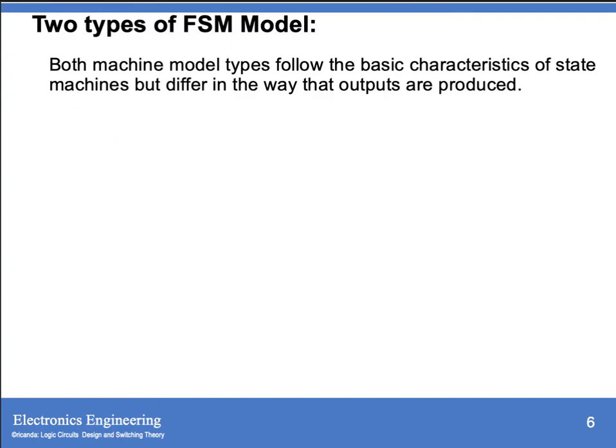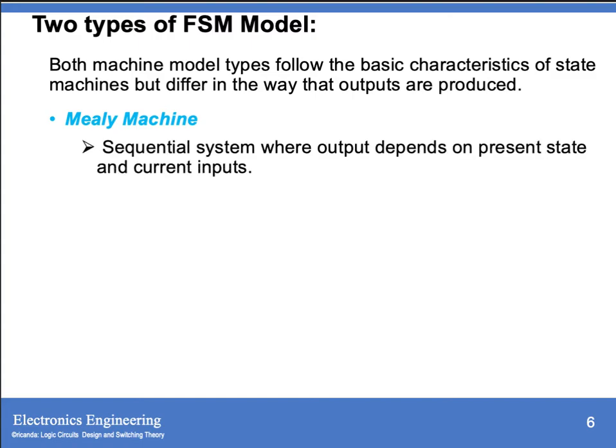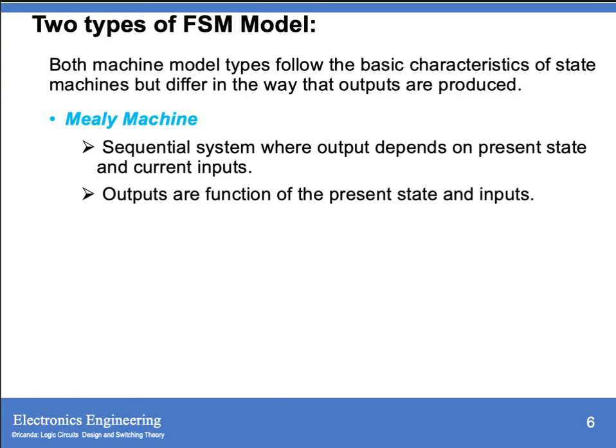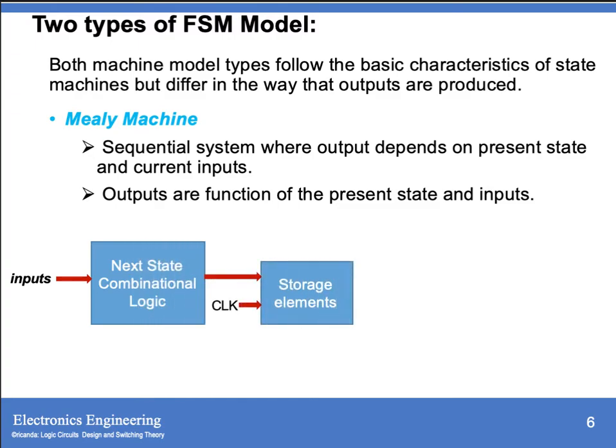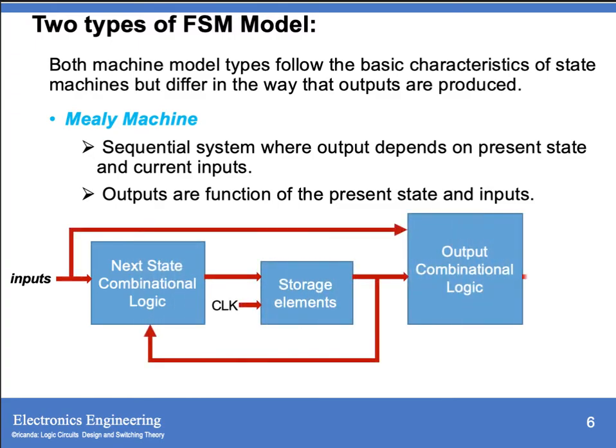The other one is a Mealy machine. It is a sequential system where output depends on the present state and current inputs. So therefore, outputs are a function of the present state and inputs. So this is your block diagram of a Mealy machine, where your inputs also control your output logic.